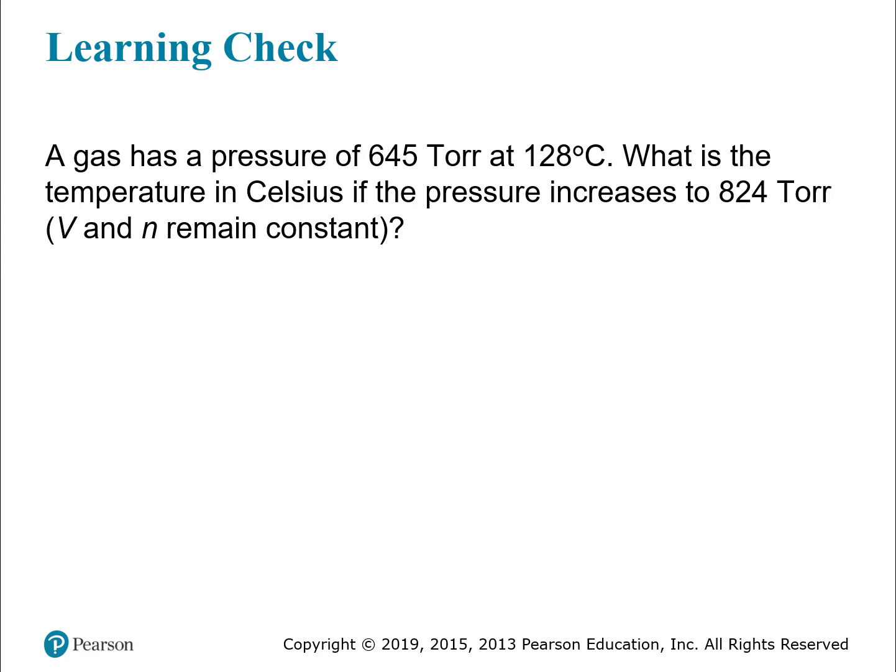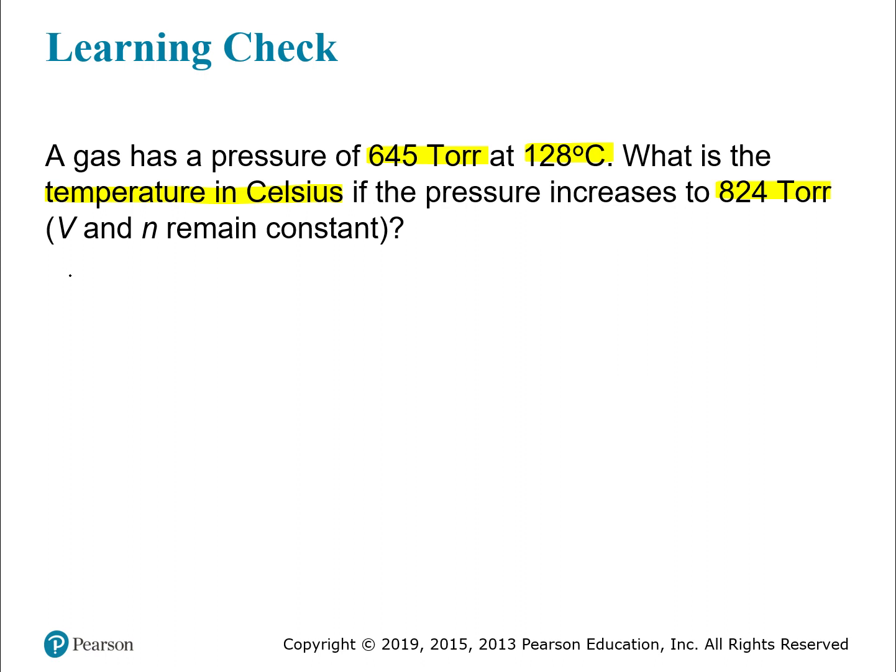A gas has a pressure of 645 torr at 128 degrees Celsius. What is the temperature in Celsius if the pressure increases to 824 torr and we're keeping the volume and the amount of gas constant? For every gas law problem, identify the pieces of information and then match that to a gas law.